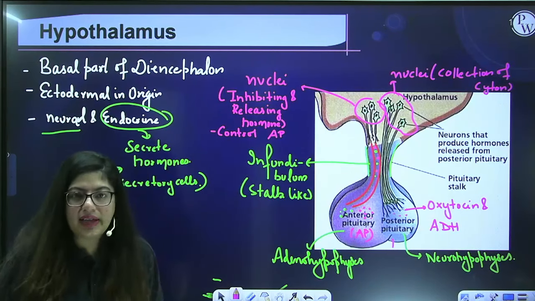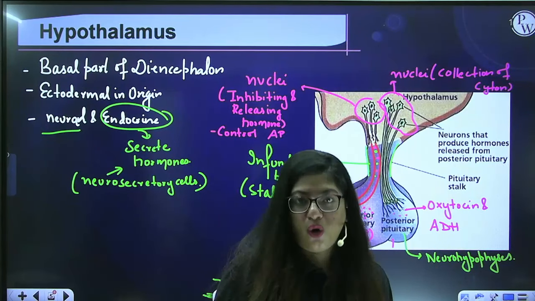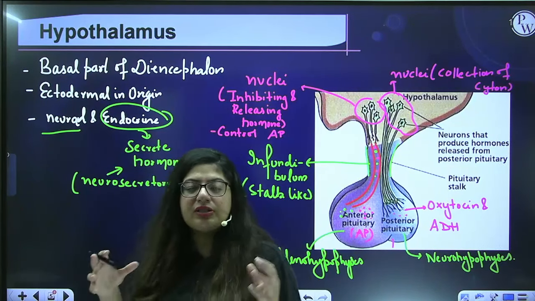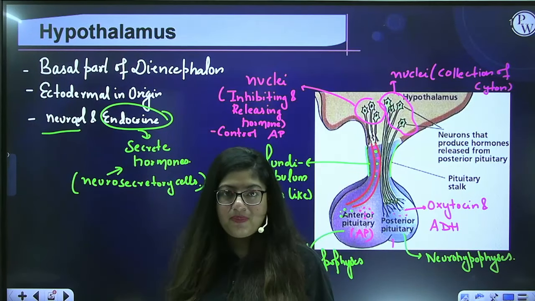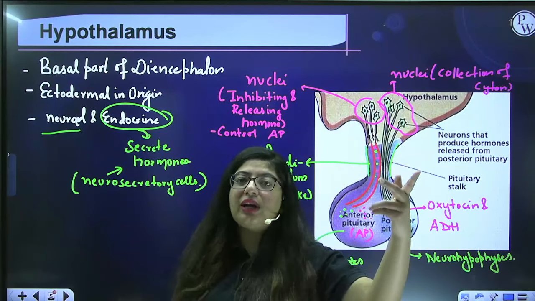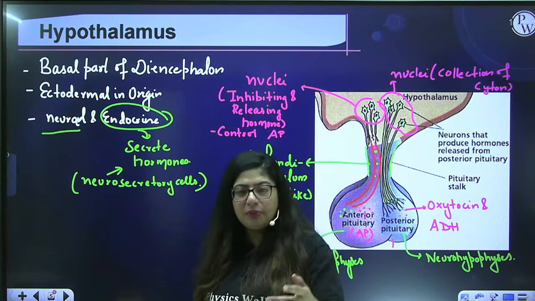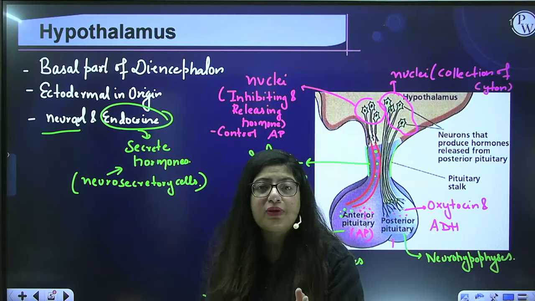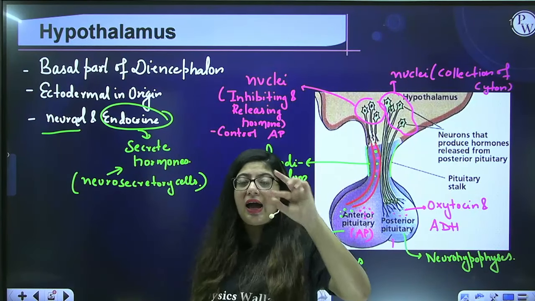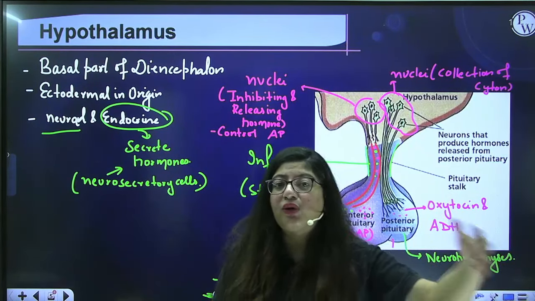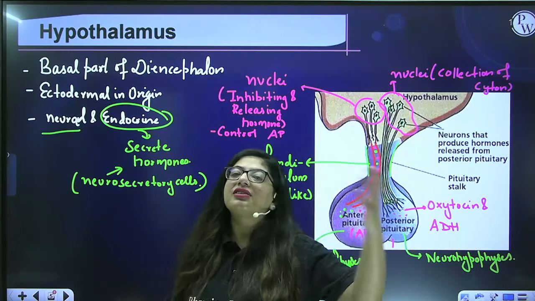Let me give you an example. The anterior pituitary has a hormone known as growth hormone, which leads to the growth of your body, and it is secreted by the anterior pituitary. But its secretion is controlled by the hypothalamus. How? If the hypothalamus secretes inhibiting hormone, the anterior pituitary will no longer secrete growth hormone. If the hypothalamus secretes releasing hormone, the anterior pituitary will be able to secrete its growth hormone.